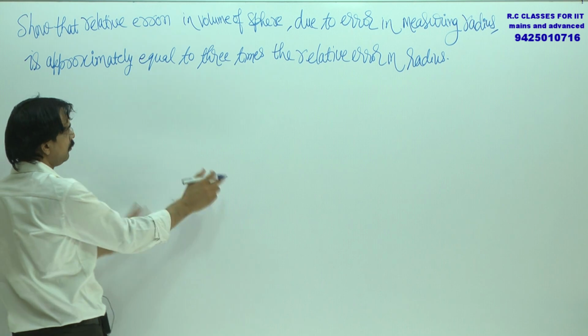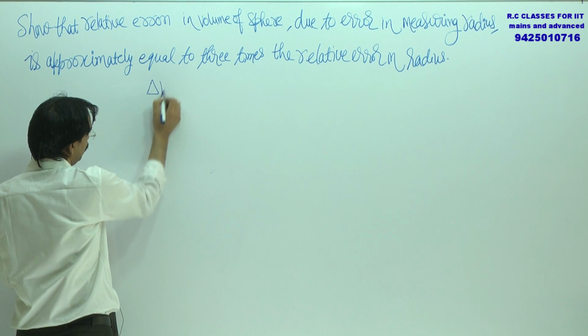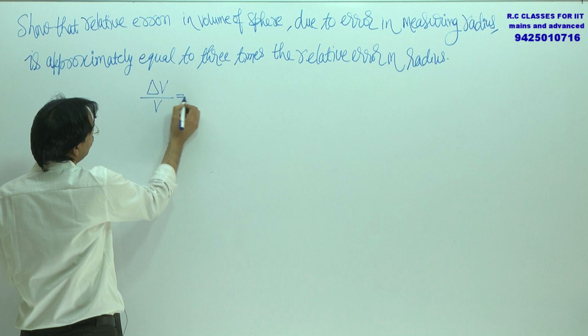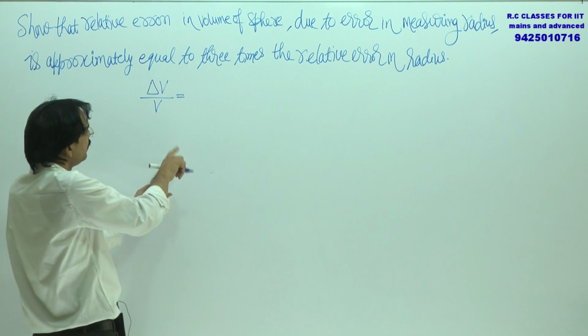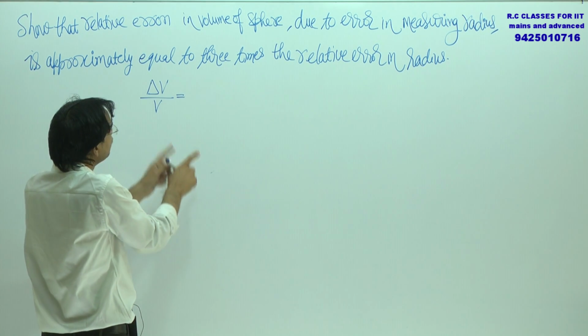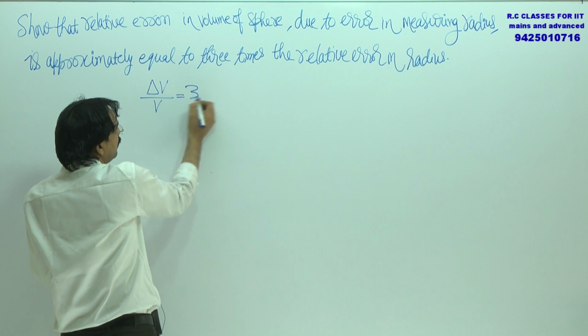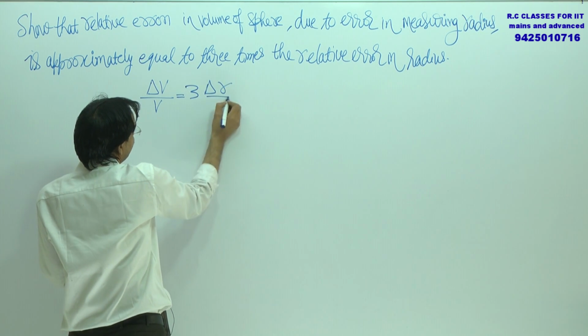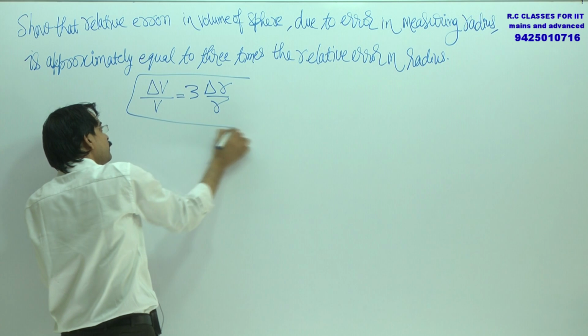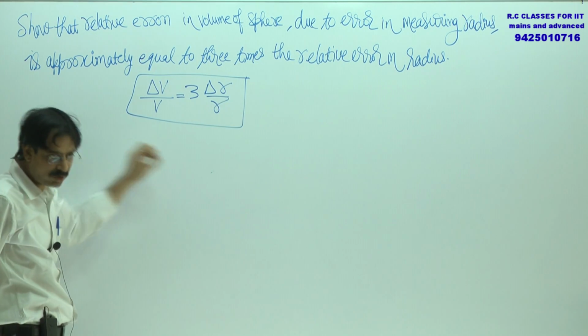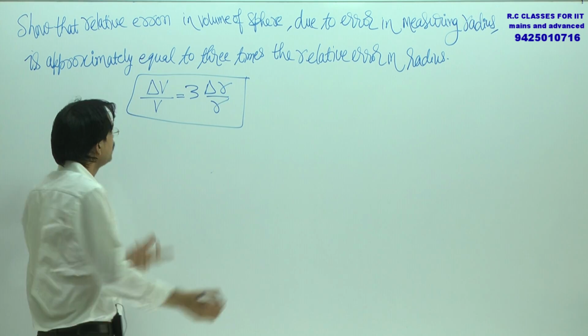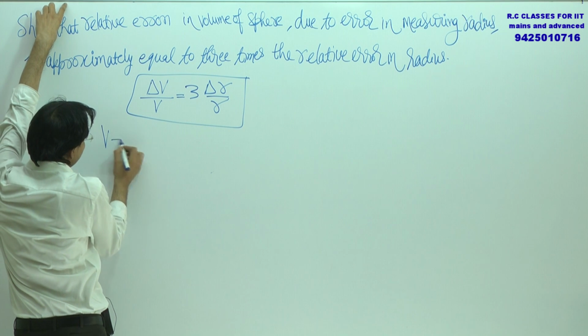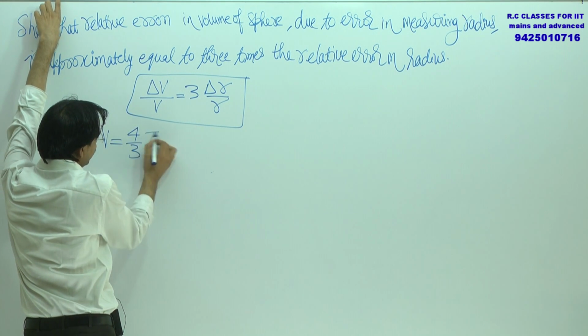Relative error in the volume of a sphere, delta V upon V, due to error in measuring the radius, is approximately equal to 3 times the relative error in radius. That's what we have to prove. Okay. So the volume of a sphere, V equals 4/3 pi r cube.